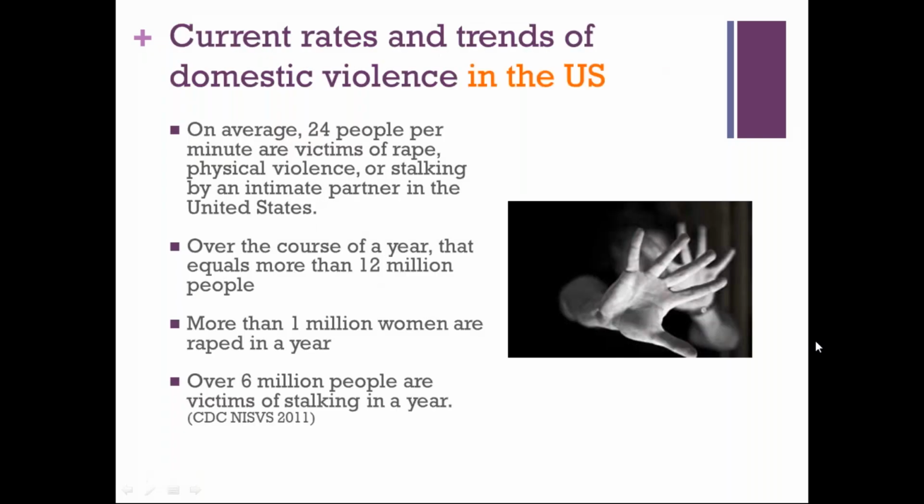All right, let's get to the next slide. There we go. So, current rates and trends of domestic violence in the U.S. On average, about 24 people per minute are victims of rape, physical violence, and/or stalking by an intimate partner in the U.S. So let's do a little math.